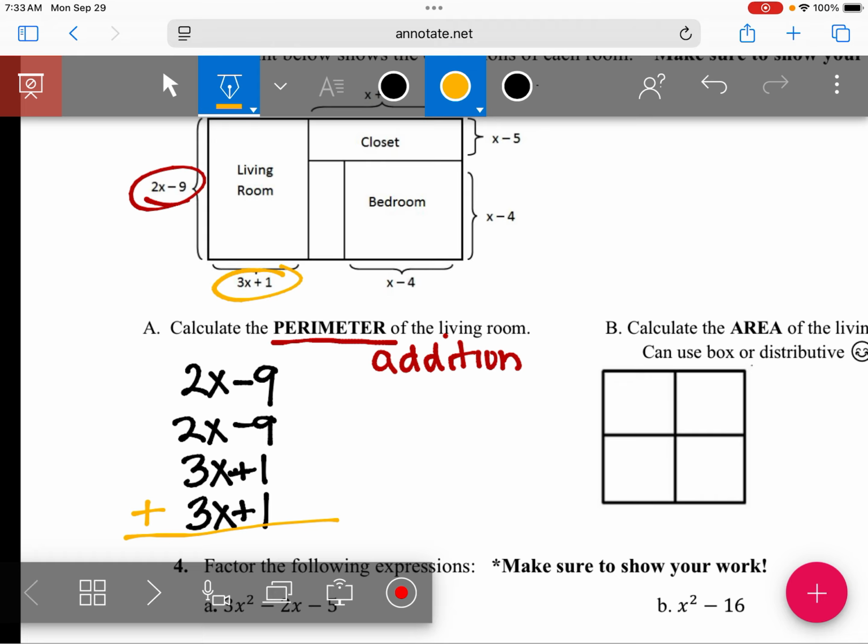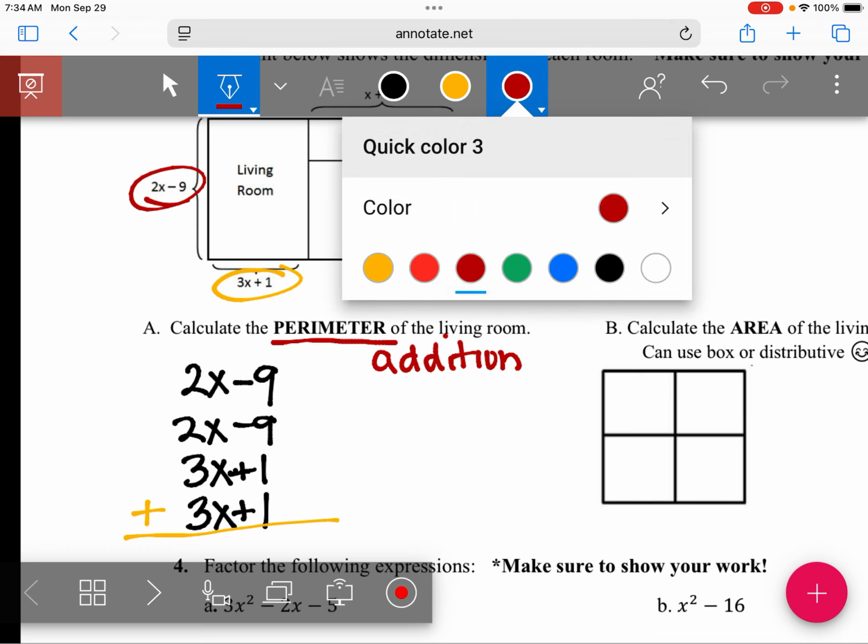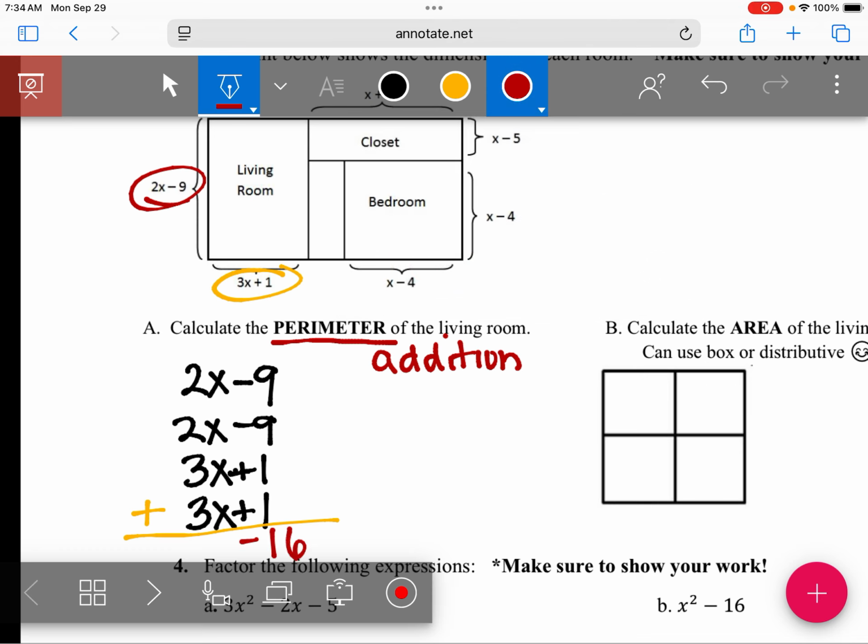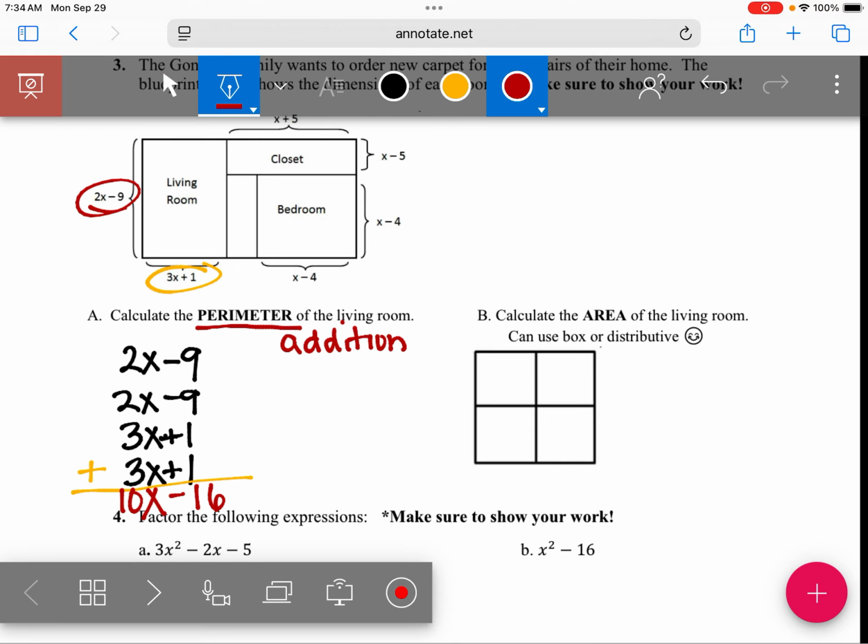Who got negative 16? That's good. And then 2 plus 2 plus 3 plus 3, 10x. All right, but when it's asking for area, you do what? Multiply.